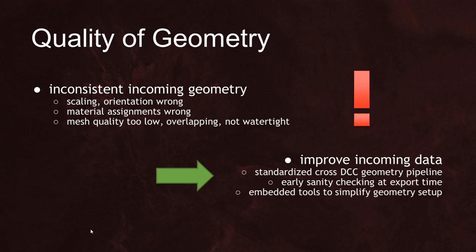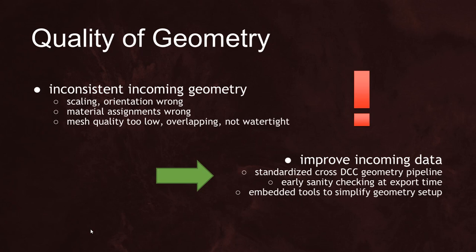So what can we do about it? We can improve the incoming data. We can standardize our geometry pipeline across the DCCs, and that's what we're working on at the moment, to make sure the stuff that we're traveling around from applications is consistent. There are big conversations about this going on, and while geometry is the essence of everything we do on the content side, it's a big undertaking.